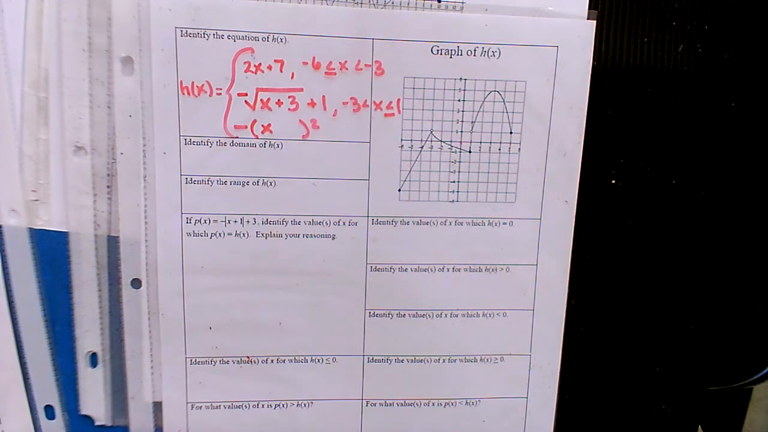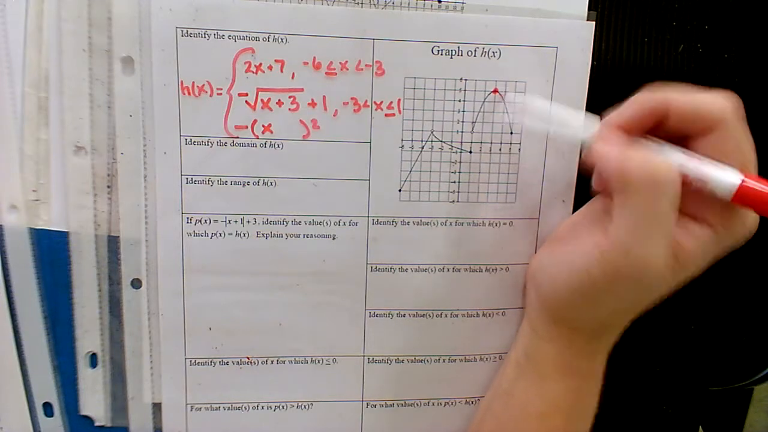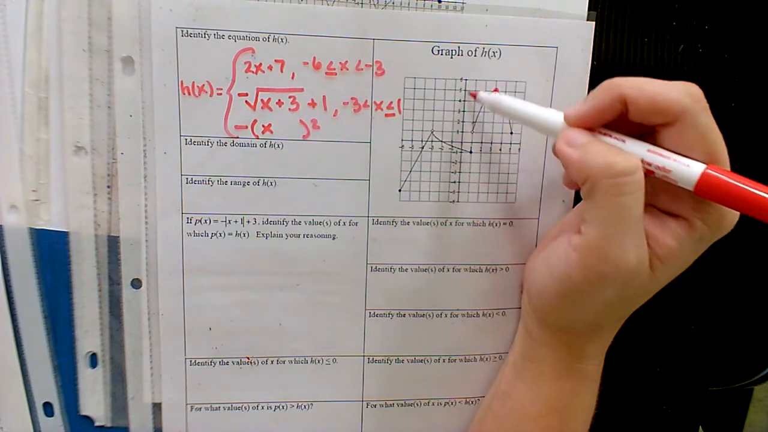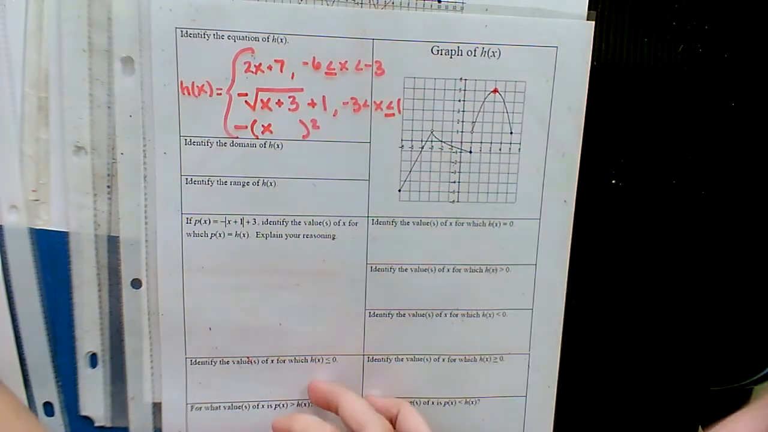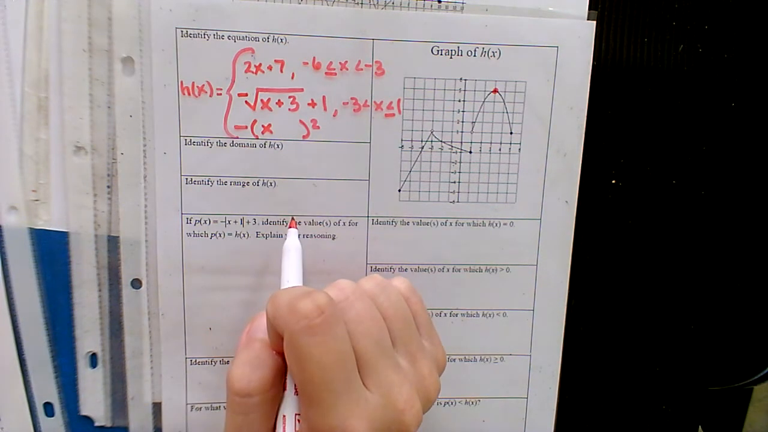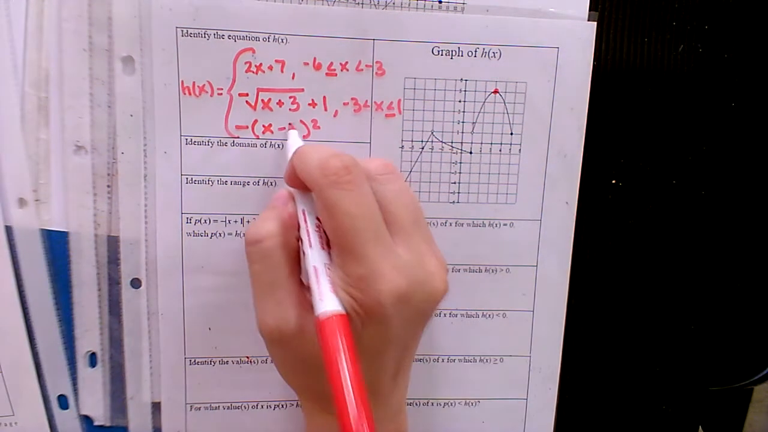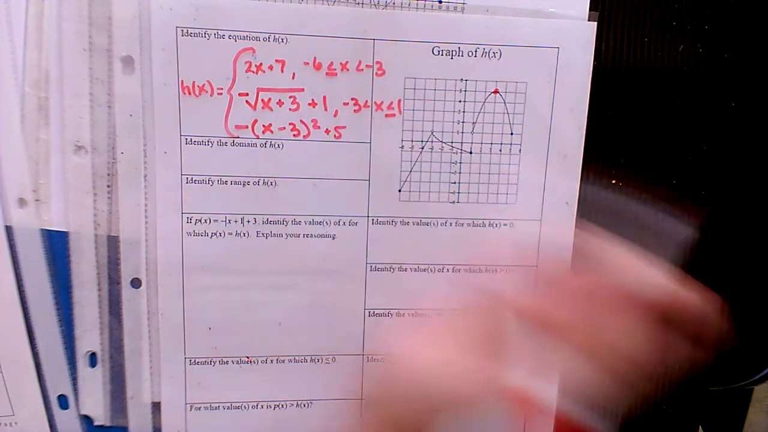Can we figure out if it moved left, right, up, down? Go ahead, Sebastian. Alright, so the vertex normally starts at the origin. Looks like it moved up 5 and right 3. So how would that show up in our equation? Up 5, right 3. You want to keep going? Plus 5 on the outside.